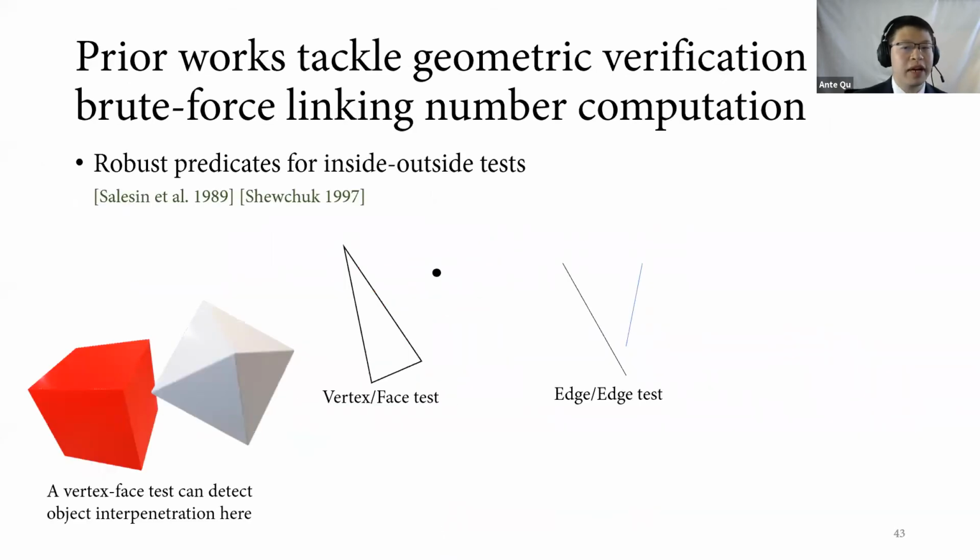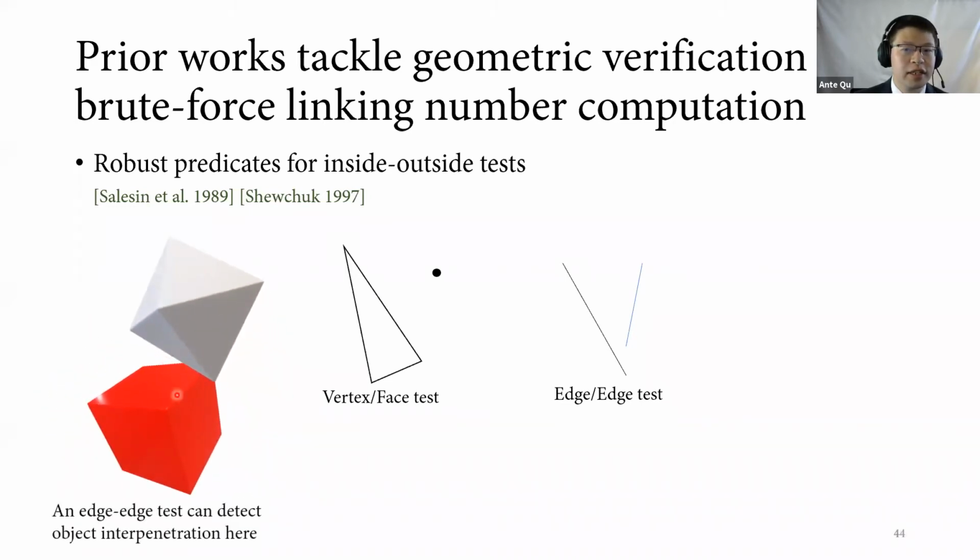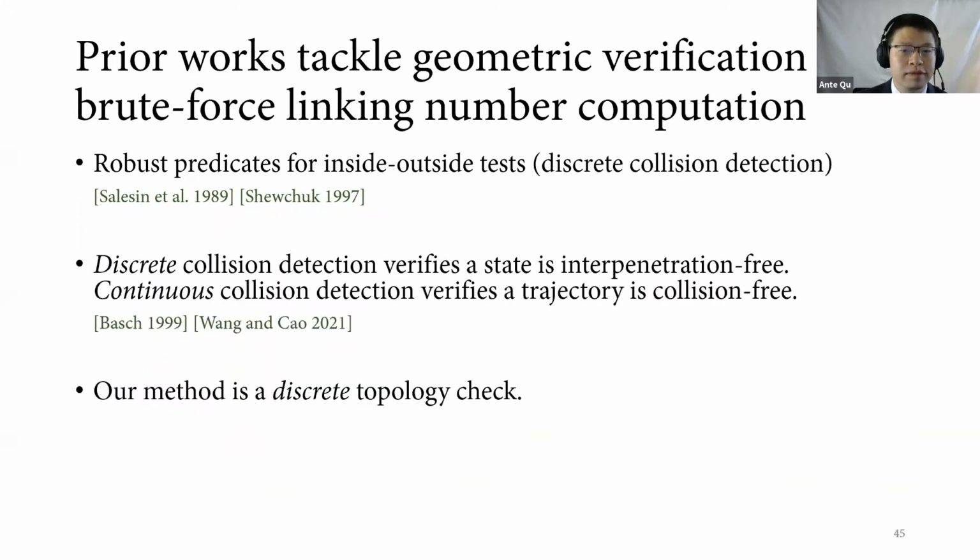So many works in the past address geometric verification for inside-outside tests. For example, if we have two polyhedra, vertex-face and edge-edge tests will tell us whether they interpenetrate. In this case, a vertex-face test will detect an interpenetration between these two objects here. And now an edge-edge test is better suited for detecting interpenetration. And this is why both tests are used.